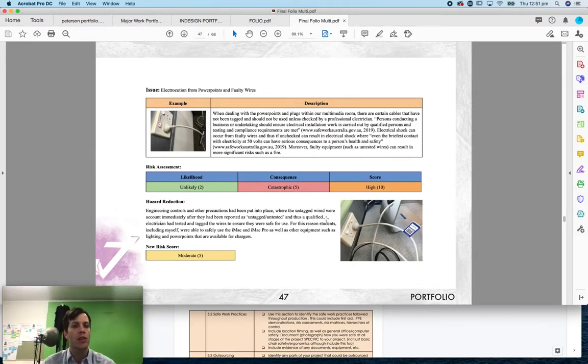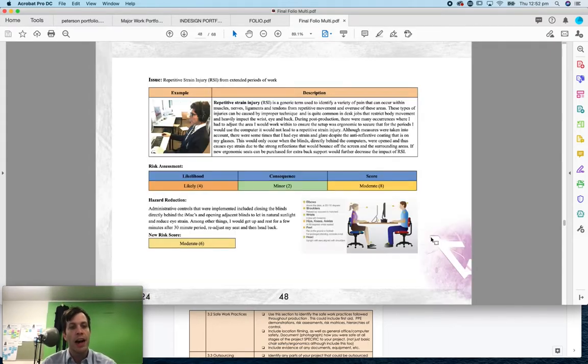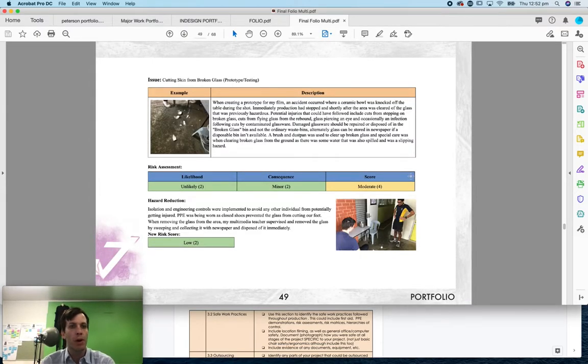For this student, they talked about test and tag, and removing appliances that weren't tested and tagged. We talk about RSI from extended periods of work, so we've got moderate, and we do our risk administrative controls and things of that nature. We talk about broken glass, a particular one from his test where the bowl that the water was falling into fell off and was unsafe. So we did a moderate and managed to bring that down to a low, and this was actually an unsafe event that happened.